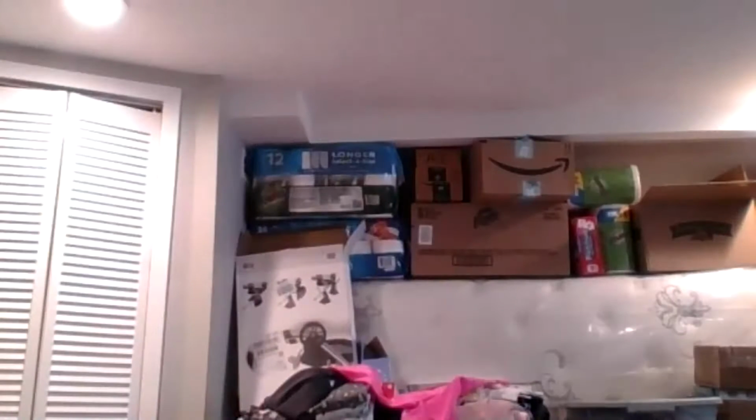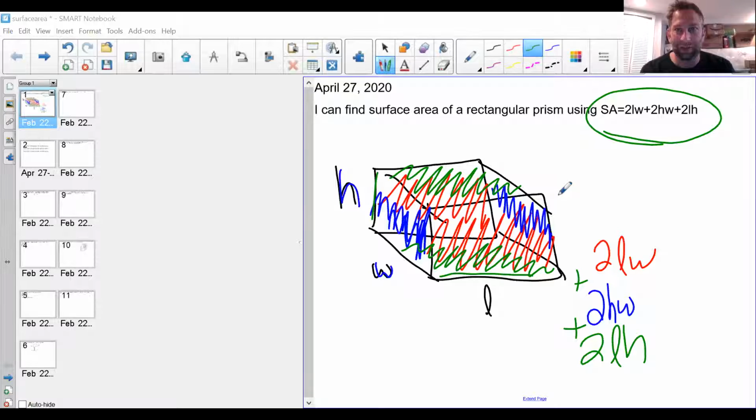Yeah, that's a good one, right? So, very simple lesson. Surface area is 2LW plus 2HW plus 2LH equals the surface area. So let's get back to our lesson here. And you see that's exactly what it says in the aim. It's 2LW plus 2HW plus 2LH equals the surface area.